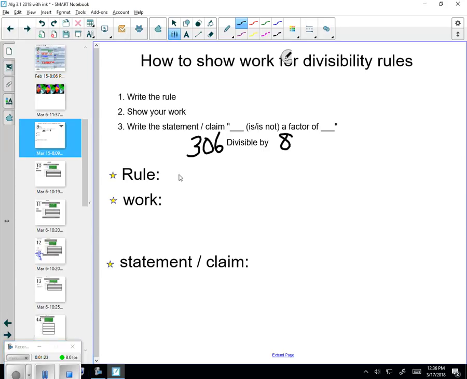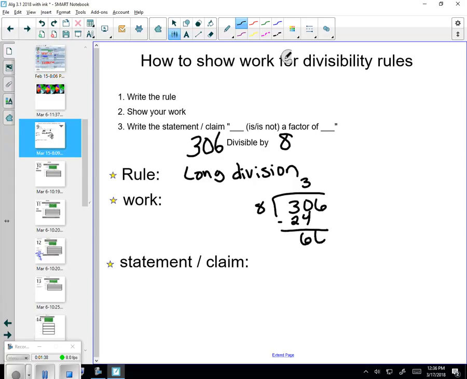First, we start with our rule, which is long division. Now we must show our work. 306 divided by 8. 8 goes into 30 3 times for 24. Subtract is 6. Bring down the 6 for 66. 8 goes into 66 8 times. Multiply to get 64.